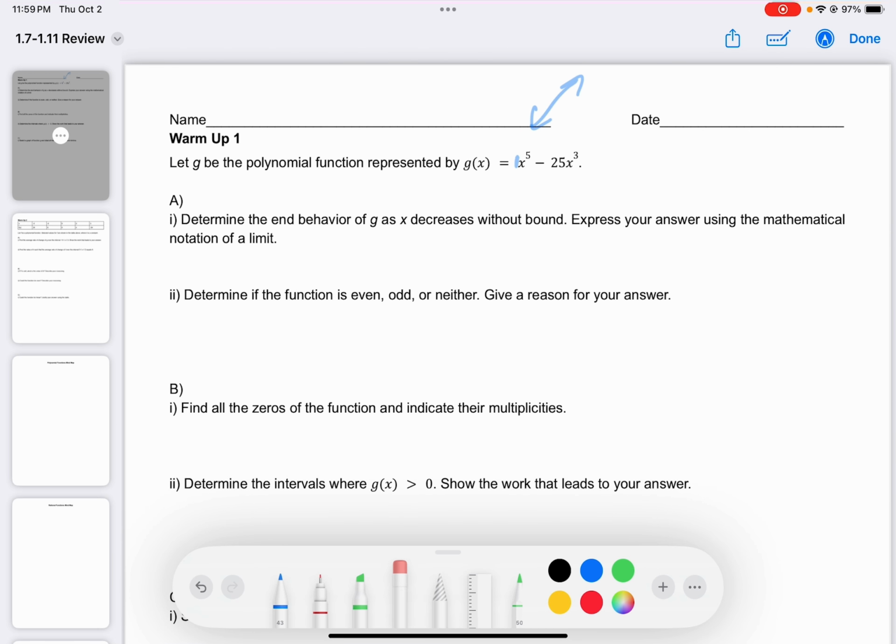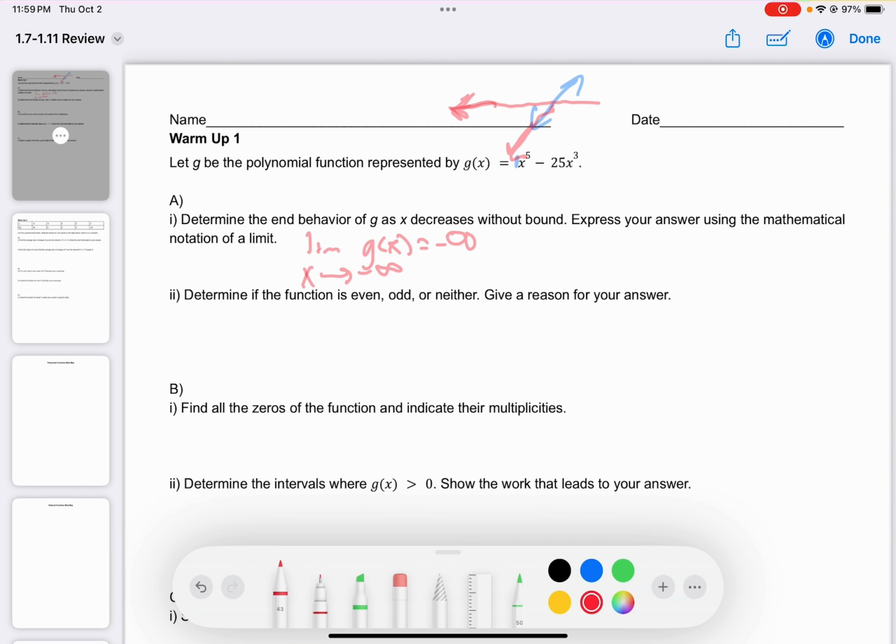So what happens? As x, which moves side to side, goes forever in this direction, what is happening to the output of the function? Well, we're clearly headed down, right? So we can say the limit as x approaches negative infinity. As x goes forever in this direction, what happens to the g of x? Well, the g of x is going down towards negative infinity as well.